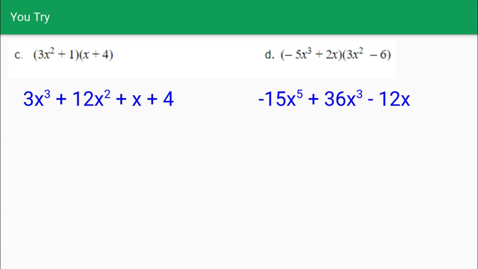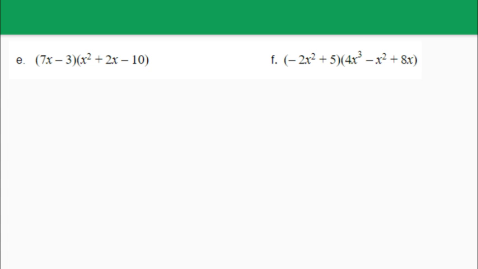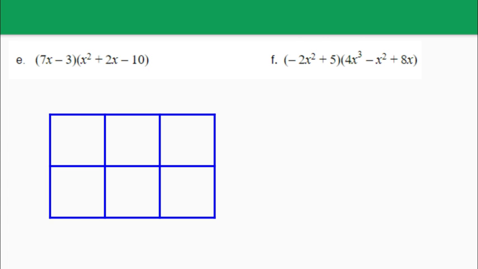All right, we're going to stretch this out for a little bit more difficulty. We're going to multiply. This is a binomial times a trinomial. There are 3 terms in the second part and 2 terms in the first part. So when you draw your box, you are going to draw a 2 by 3. I like to go horizontally. You can draw this vertically as well.